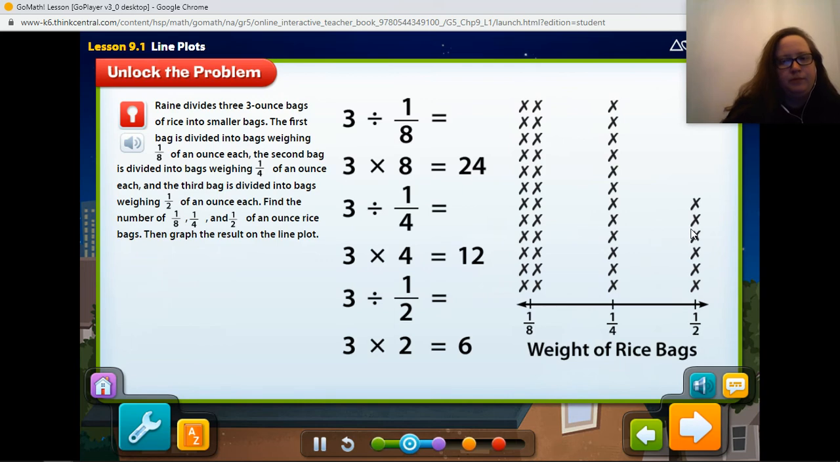The completed line plot shows the total number of rice bags created from the 3 3-ounce bags. There are 24 bags holding 1/8 of an ounce, 12 bags holding 1/4 of an ounce, and 6 bags holding 1/2 of an ounce.